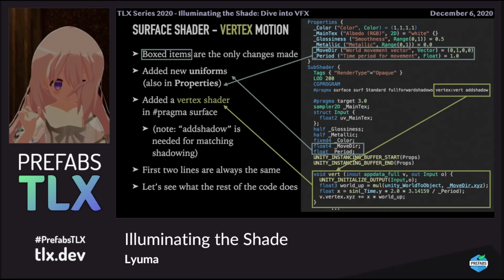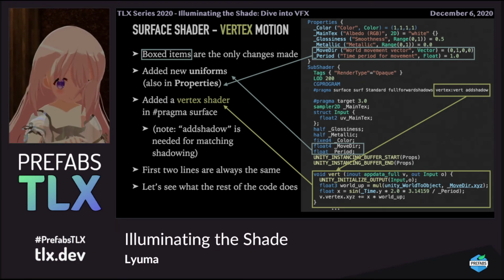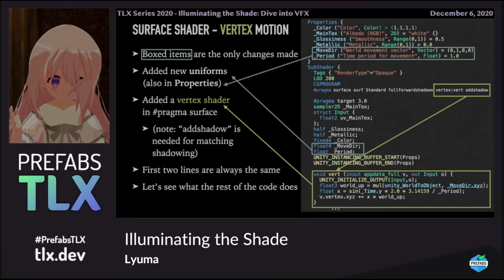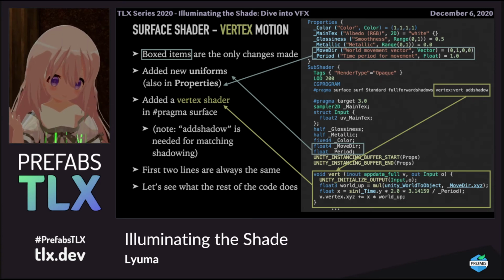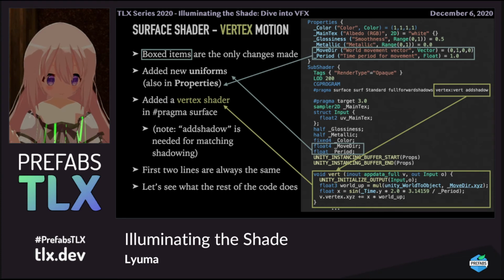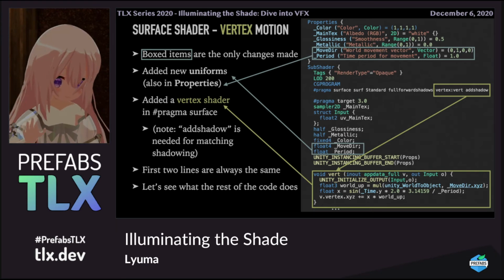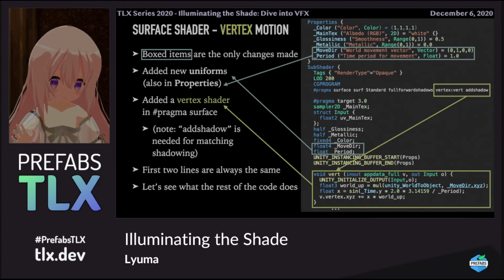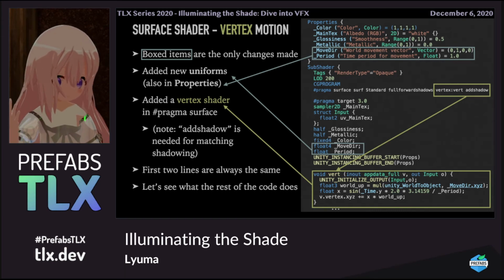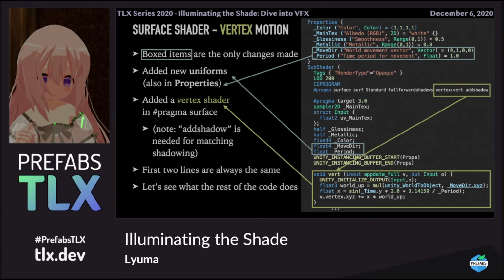Then I added a vertex shader to the hash pragma surface line. And this is just something you copy and paste. I wouldn't suggest remembering this because the syntax is a bit confusing with this stuff. But basically, just know you can add a bit of extra stuff into the pragma surface, namely vertex:vert, and addshadow is important.